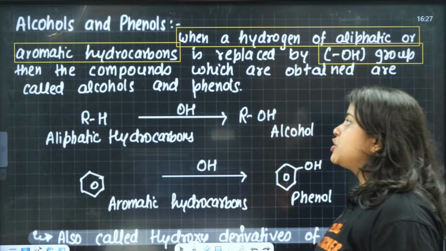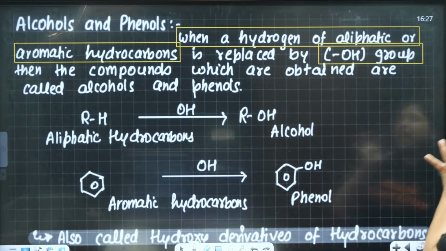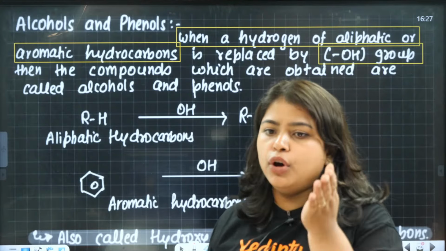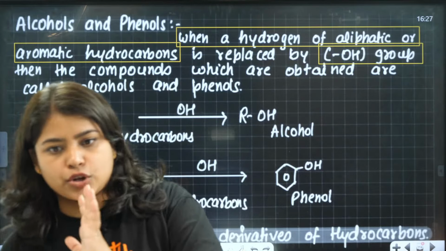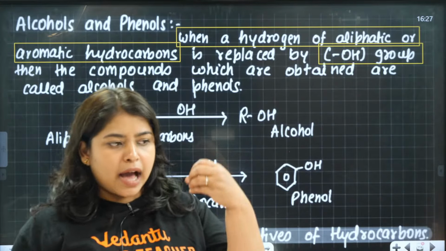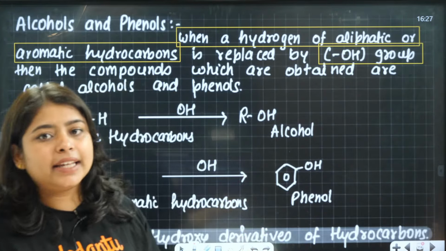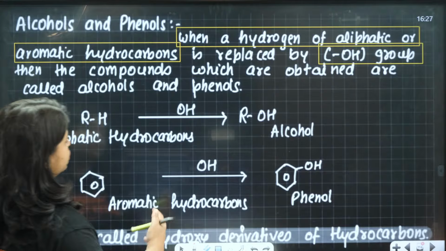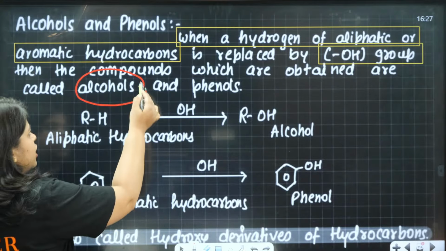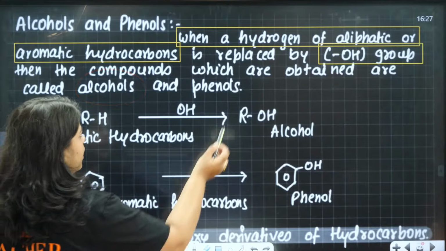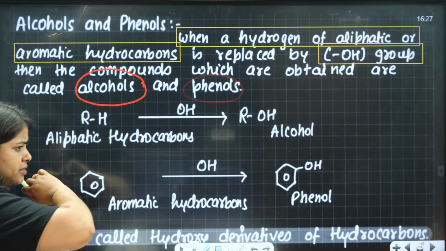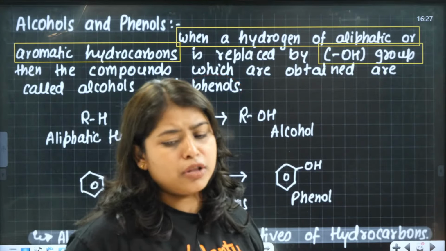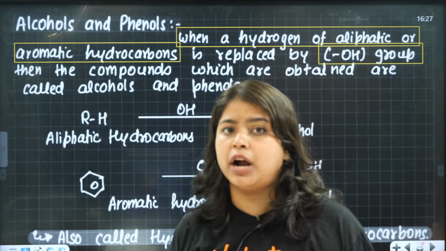Okay. Whenever the hydrogen of an aliphatic or aromatic hydrocarbon is replaced by an OH group, then the compounds which are obtained are called alcohols and phenols. You people might have learnt about alcohols many times, and we use phenols in a lot of places too. Alcohols we use unlimited times.